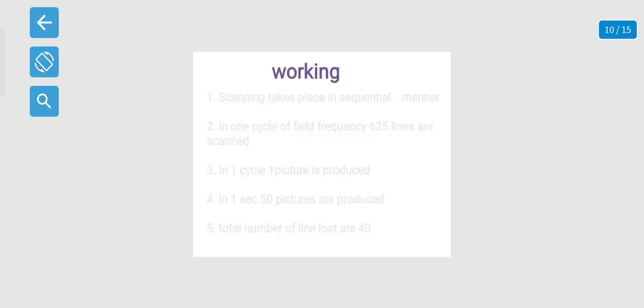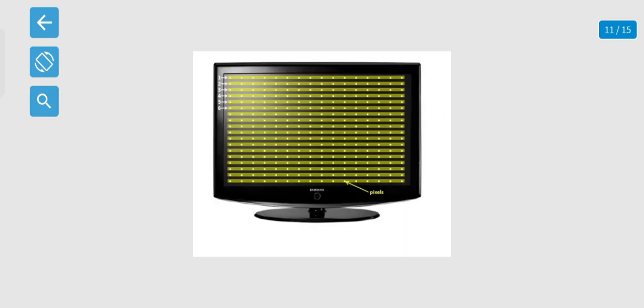The working of scanning. Scanning takes place in a sequential manner. In one cycle of field frequency, 625 lines are scanned. In one cycle, one picture is produced. In 1 second, 25 pictures are produced. Total number of lines are 625.